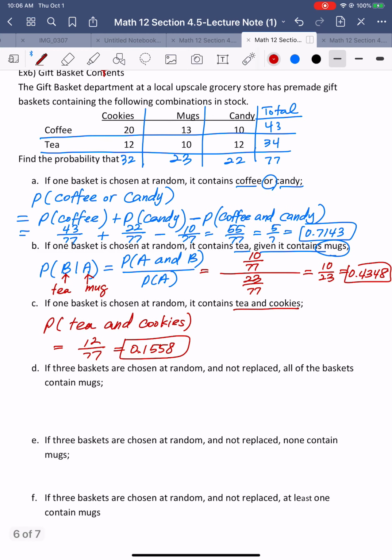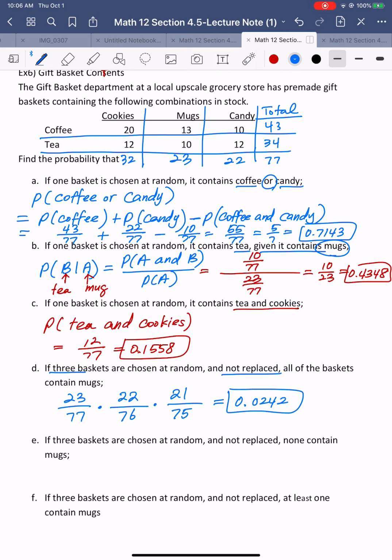All right, D: three baskets are chosen at random and not replaced. All of the baskets contain mugs. So we need to choose three baskets, and all of them contain a mug. There are 23 baskets that have a mug, so 23 out of 77. But now it's not replaced, so we have 76, and now there are 22 baskets left. From the 75, there are 21 baskets left. Multiply, and you get 0.0242.